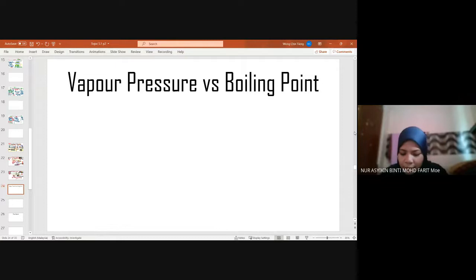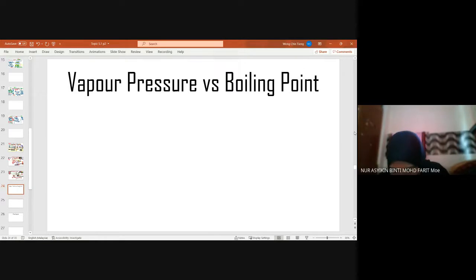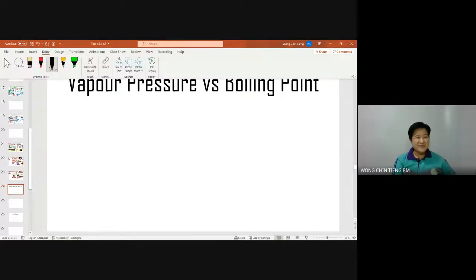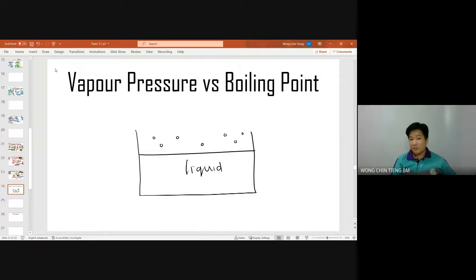Vapor pressure adalah pressure yang diproduce daripada vapor molecules atas surface of liquid. Okay. So, I have a container. I have a liquid. Atas liquid tu akan ada wap. This wap is what we call vapor.